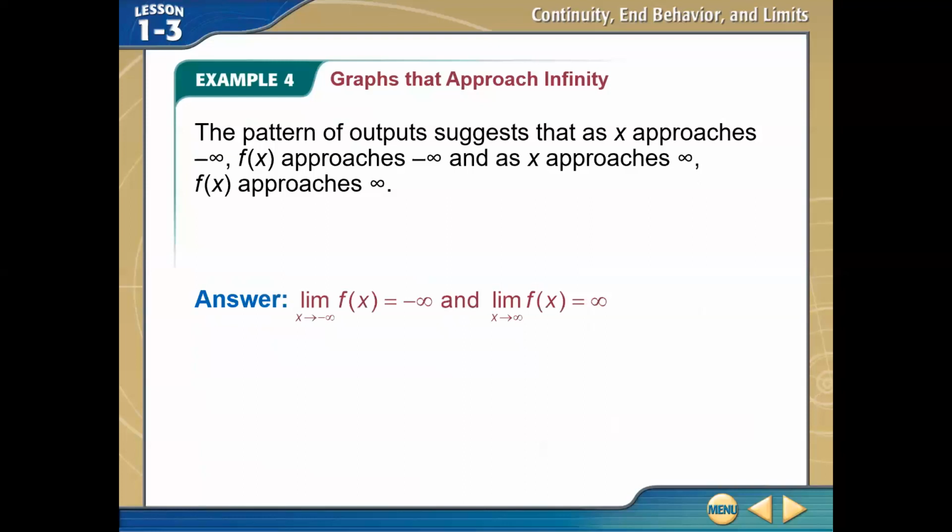And then this is how we would express our answer, talking about end behavior: the limit of f of x as x approaches negative infinity, and the limit of f of x as x approaches positive infinity. Those are requirements.